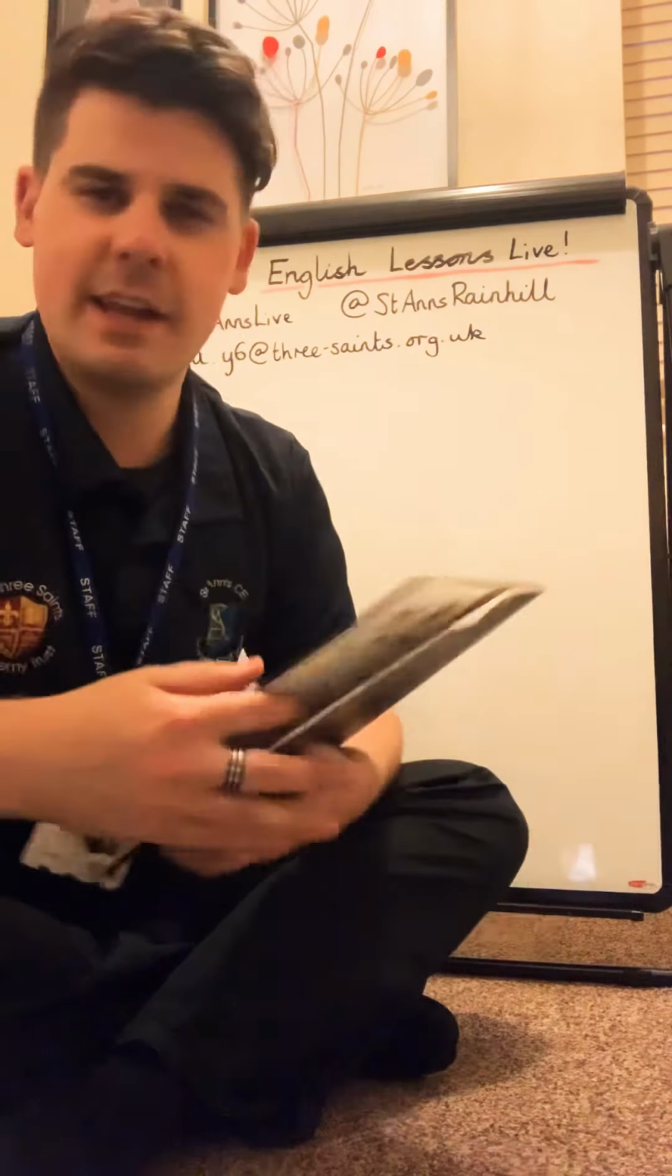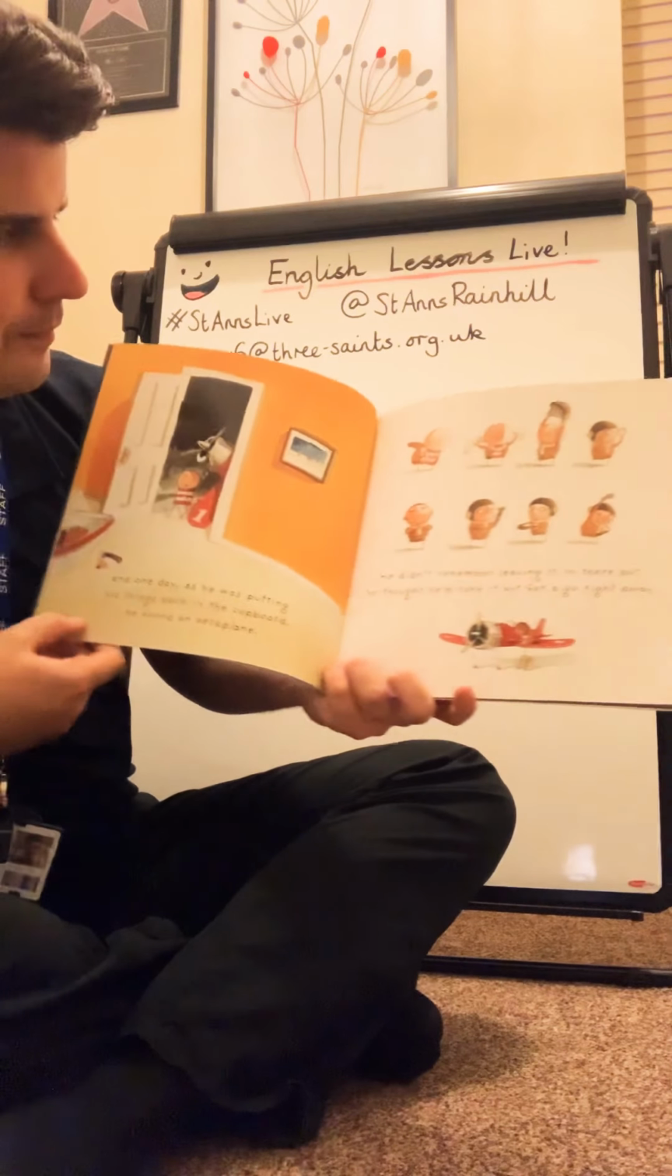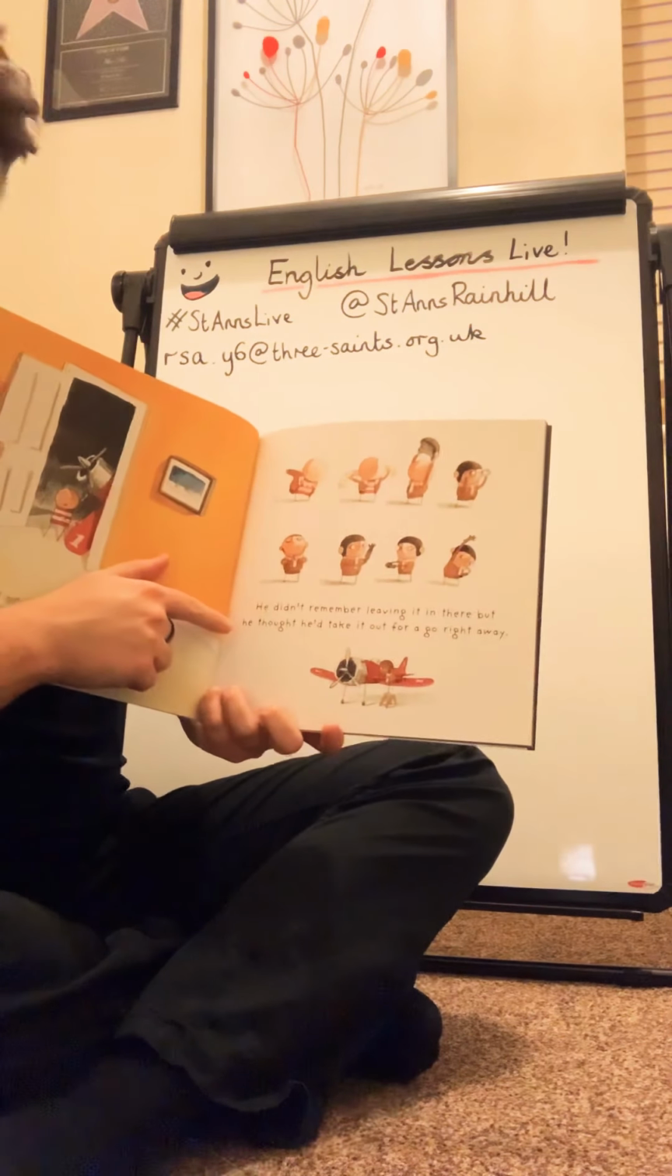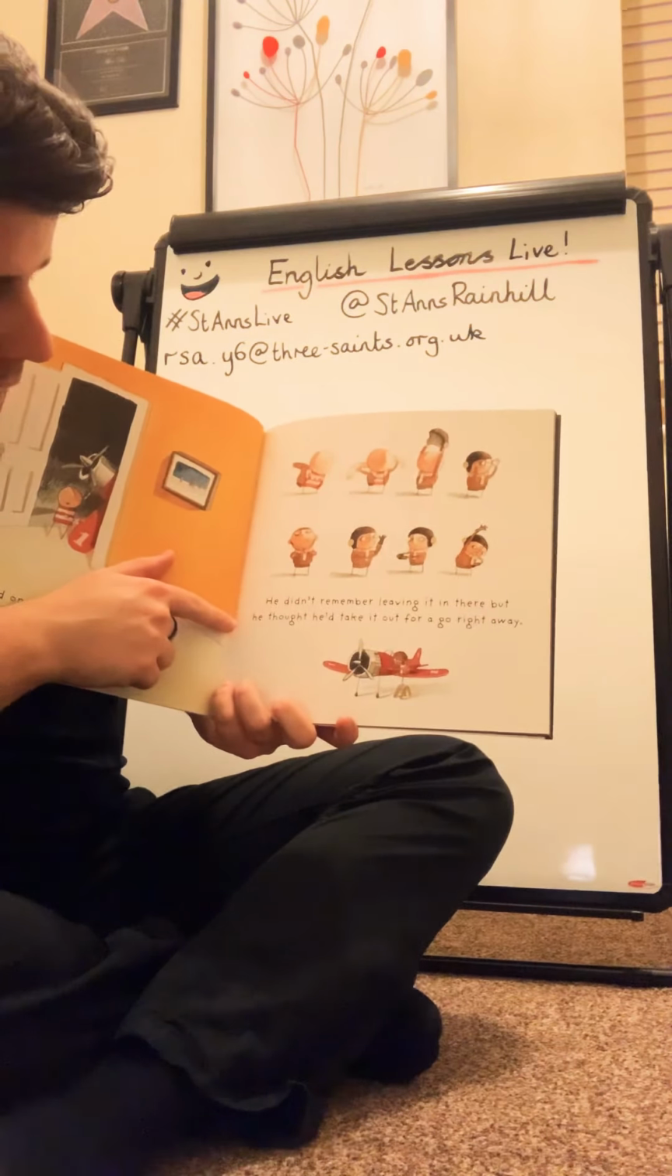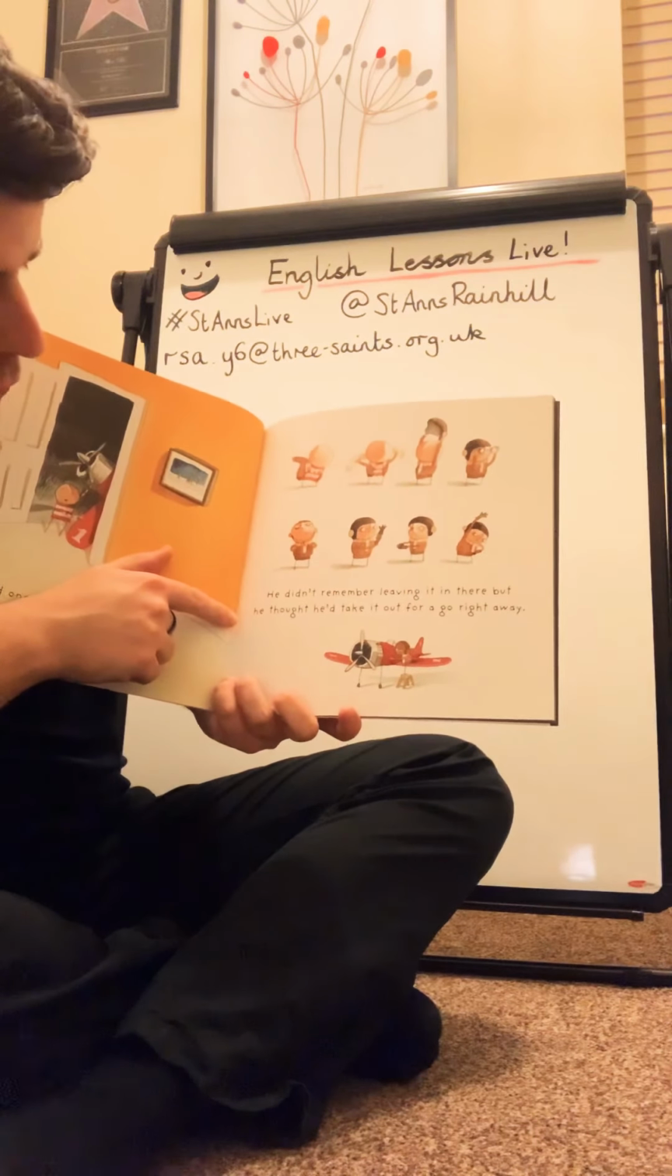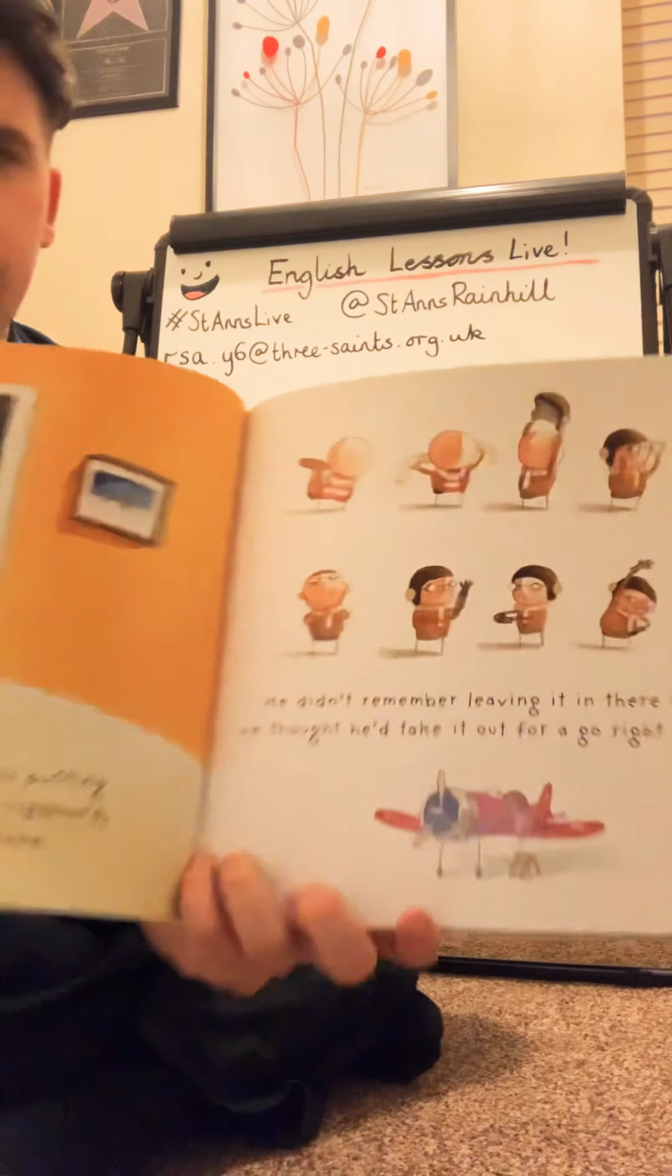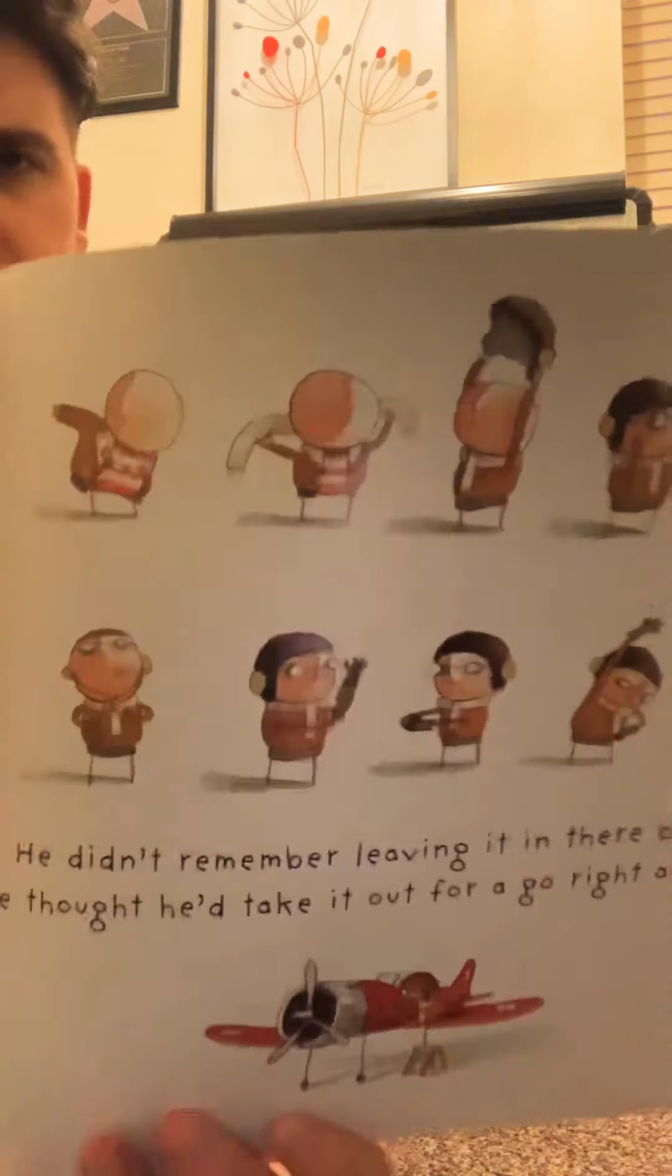Once there was a boy. You might recognise this boy from a different book. And one day, as he was putting his things back in the cupboard, he found an aeroplane. He didn't remember leaving it there, but he thought he'd take it out for a go right away. You can see there him getting ready to go on his Aeroplane Adventure.